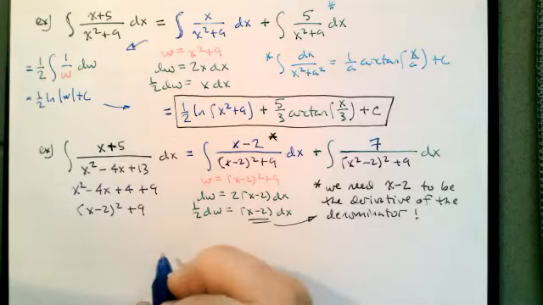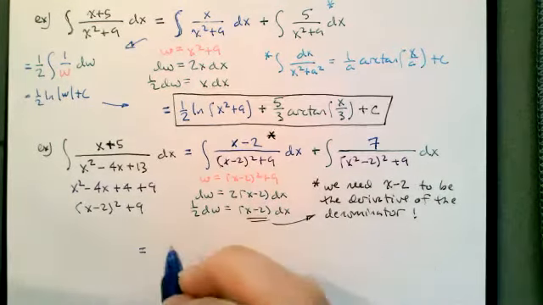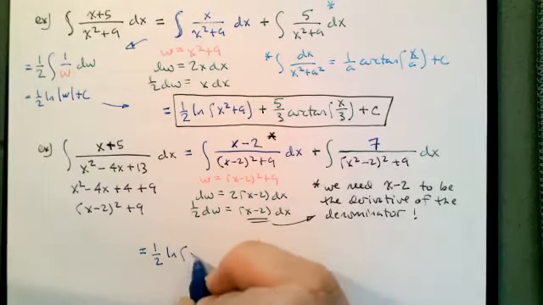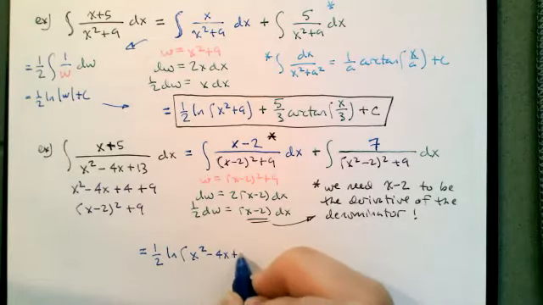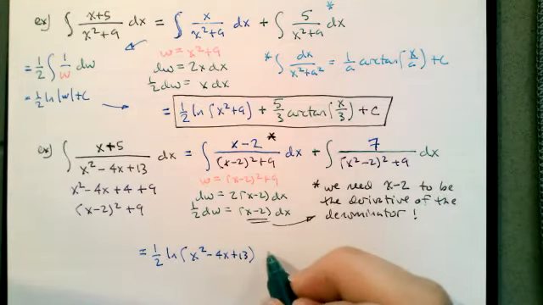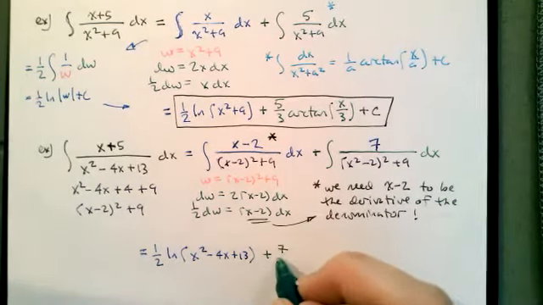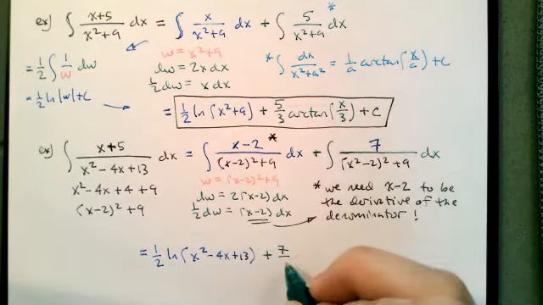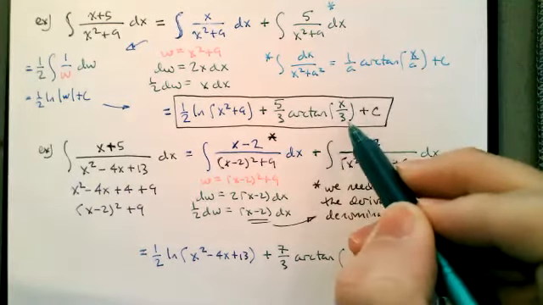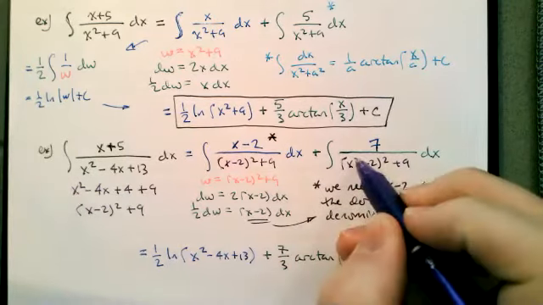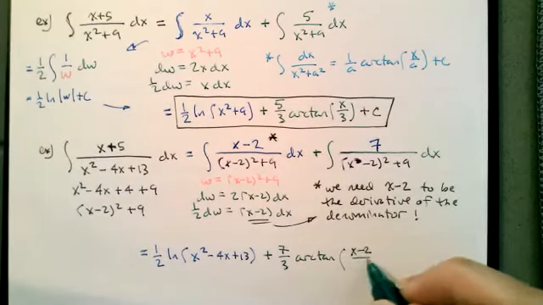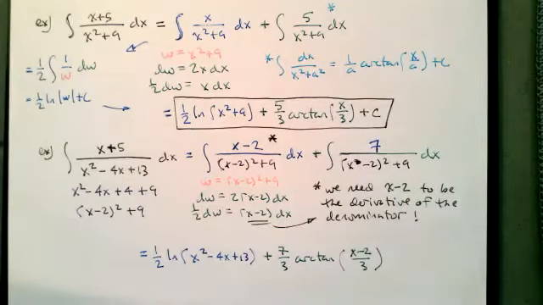Now I can integrate this term to be a 1/2 natural log. I don't need absolute values of an x squared minus 4x plus 13. And then the 7 is going to be a plus 7 over my a squared, which is still 9, so 7/3 arctangent. And instead of x over 3, I'll have an x minus 2 over 3. And then plus c.